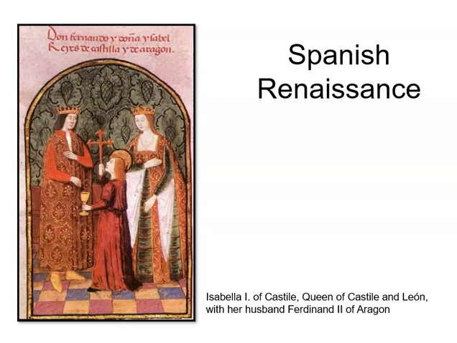In the 16th century, Spain dominates the world both politically and economically. This image here is showing Isabel I of Castile and Ferdinand II of Aragon, and their marriage helps to unify two separate areas of Spain. And then during this time, Spain begins to dominate much of Europe.